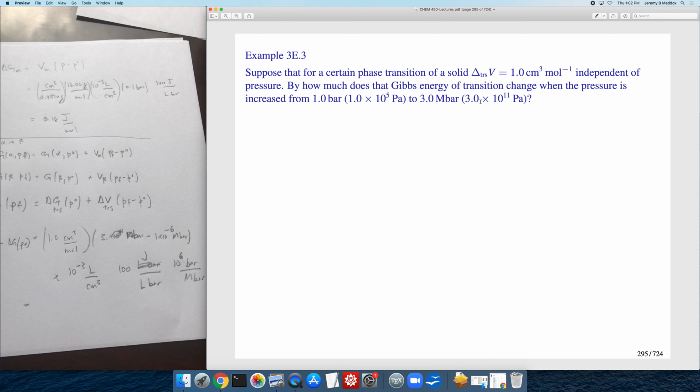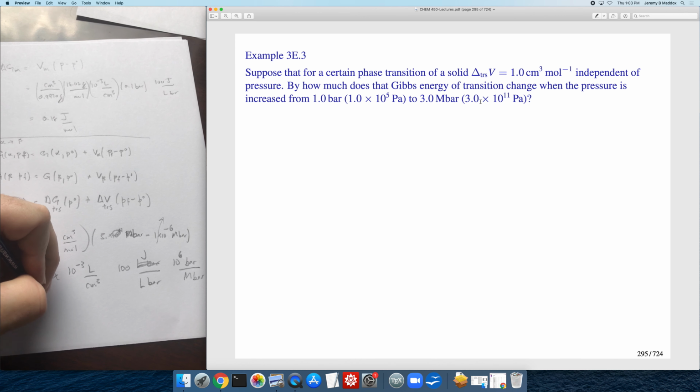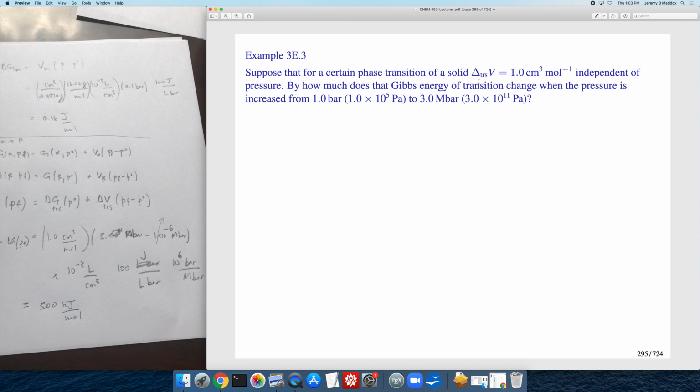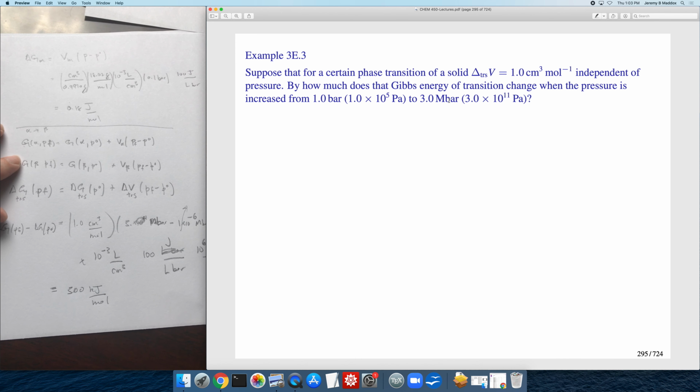So we've got 3 divided by 1,000 times 100 times 1,000,000. I'm getting 300 kilojoules per mole difference. And that's a significant amount, corresponding to a very large increase in pressure, right? You're going from roughly atmospheric pressure to 3,000,000 times atmospheric pressure. And so you're going to notice that in terms of the energetics of that phase transition.